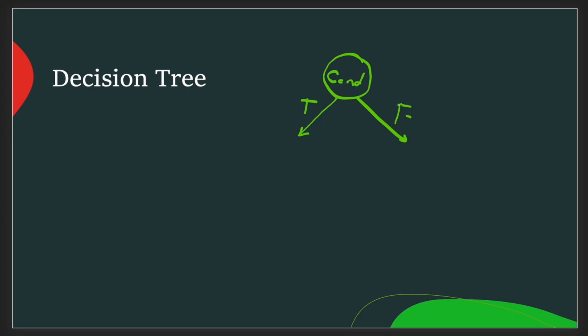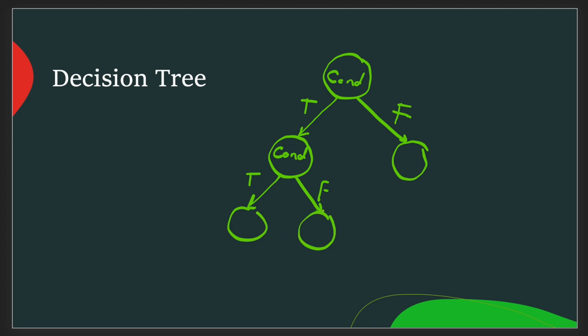So if that condition is true, I go here to another node, and if it's false, to another node. Then there could be another condition here, like a second condition, for example. If it was true, go here. If it was false, go there. And then this one could not be a condition. It's just the end of it, right?